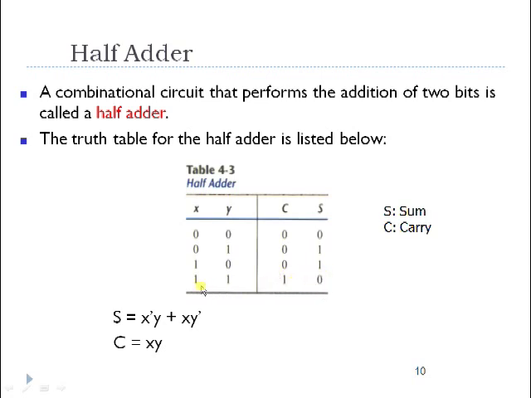As you can see here, 1 plus 1 in decimal is nothing but 2, and in binary it is nothing but 10. Okay, now you have got the truth table. Now you have to plot the K-map for C as well as for S. I have plotted the K-maps, and I've got this kind of expression where you can see sum equals x complement y plus x y complement, and C equals x y.